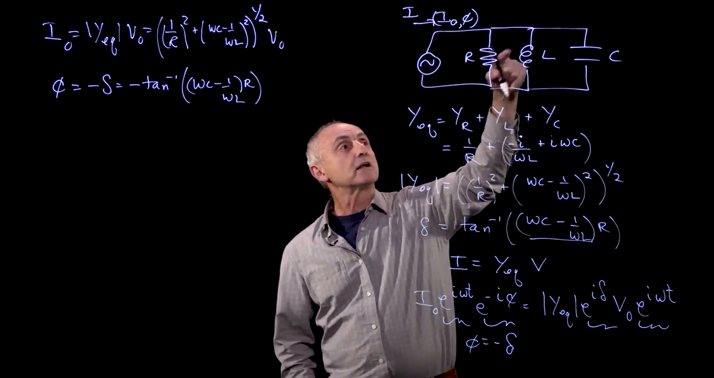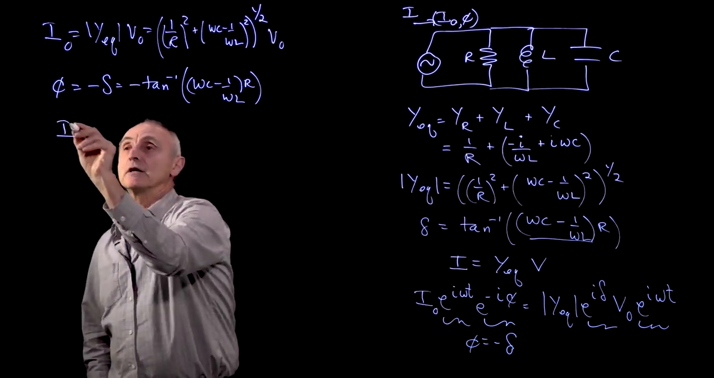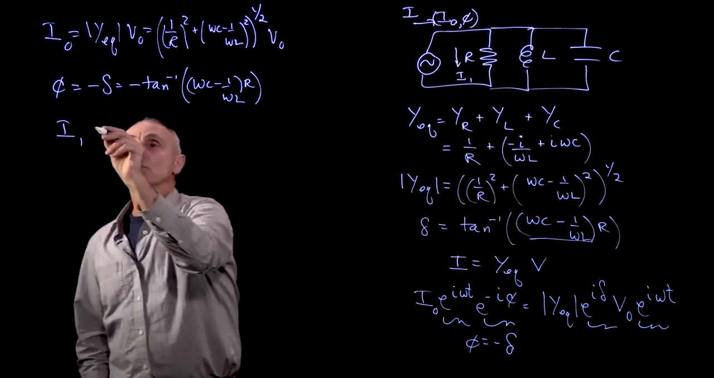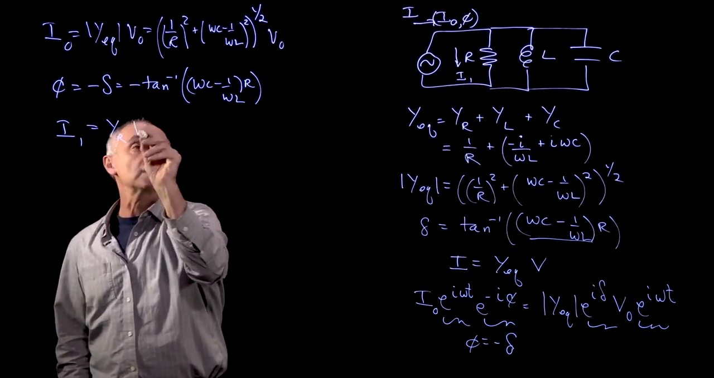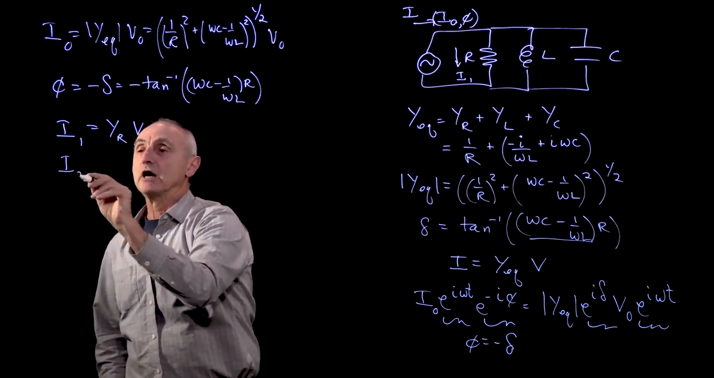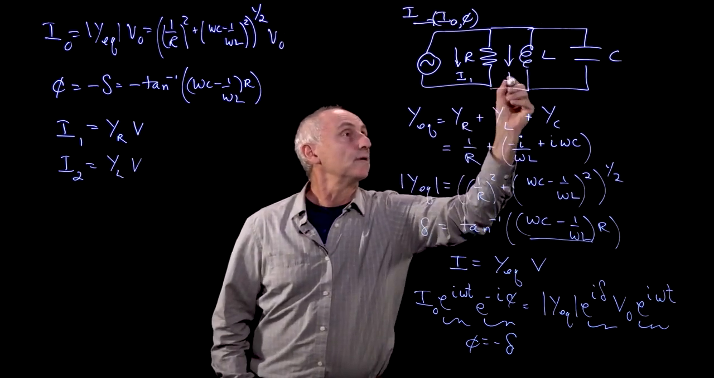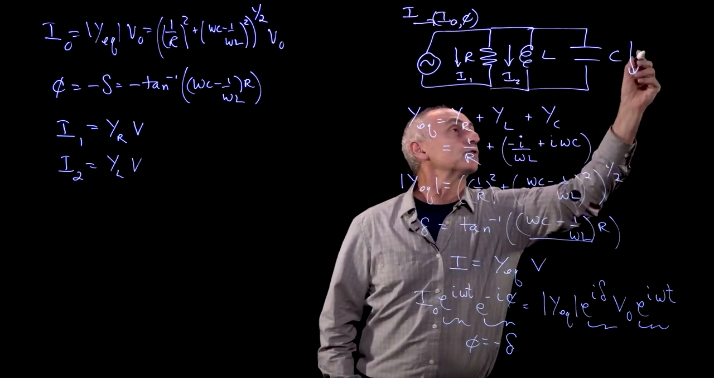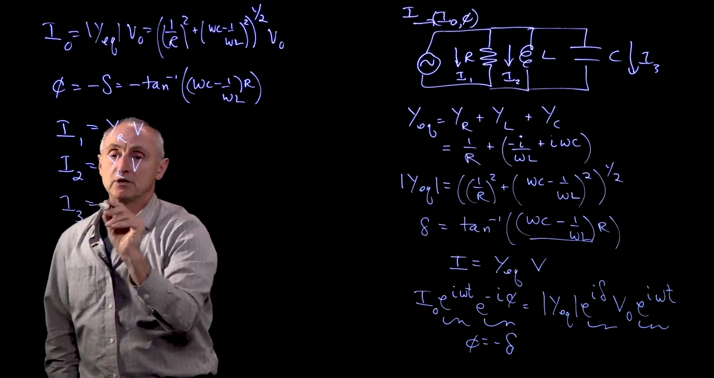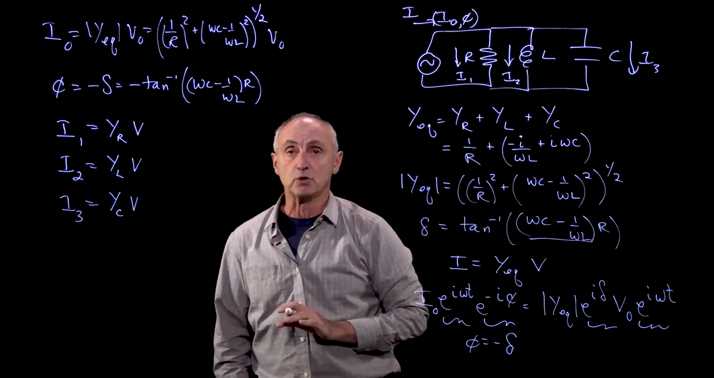It's a little bit different now to analyze the current in each branch, but one could do a similar analysis. The current in branch, say, I1 is equal to the admittance in that branch times the voltage across it. And one can carry out the same type of analysis for the current I2, which is the admittance of the inductor times the voltage across it. And similarly, I3 is equal to admittance Y3 times V. And once again, that's a nice exercise for you to work out the details.